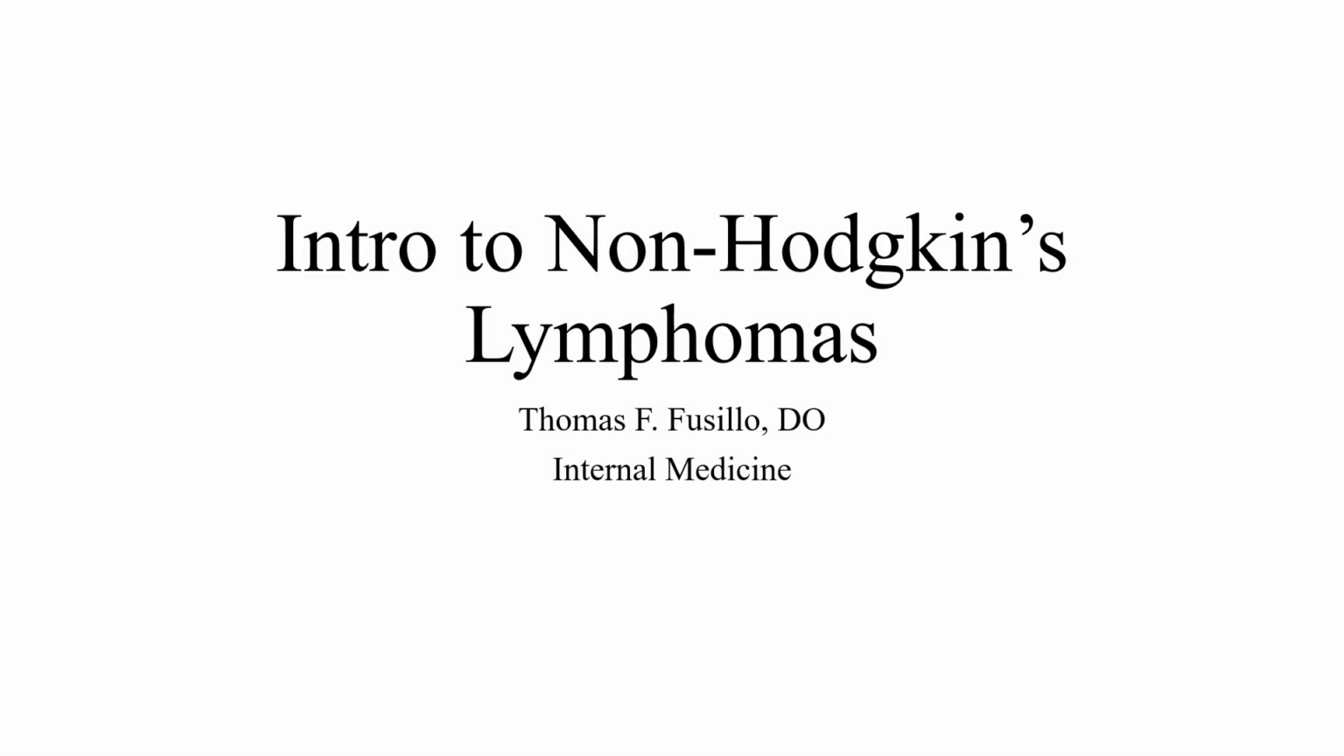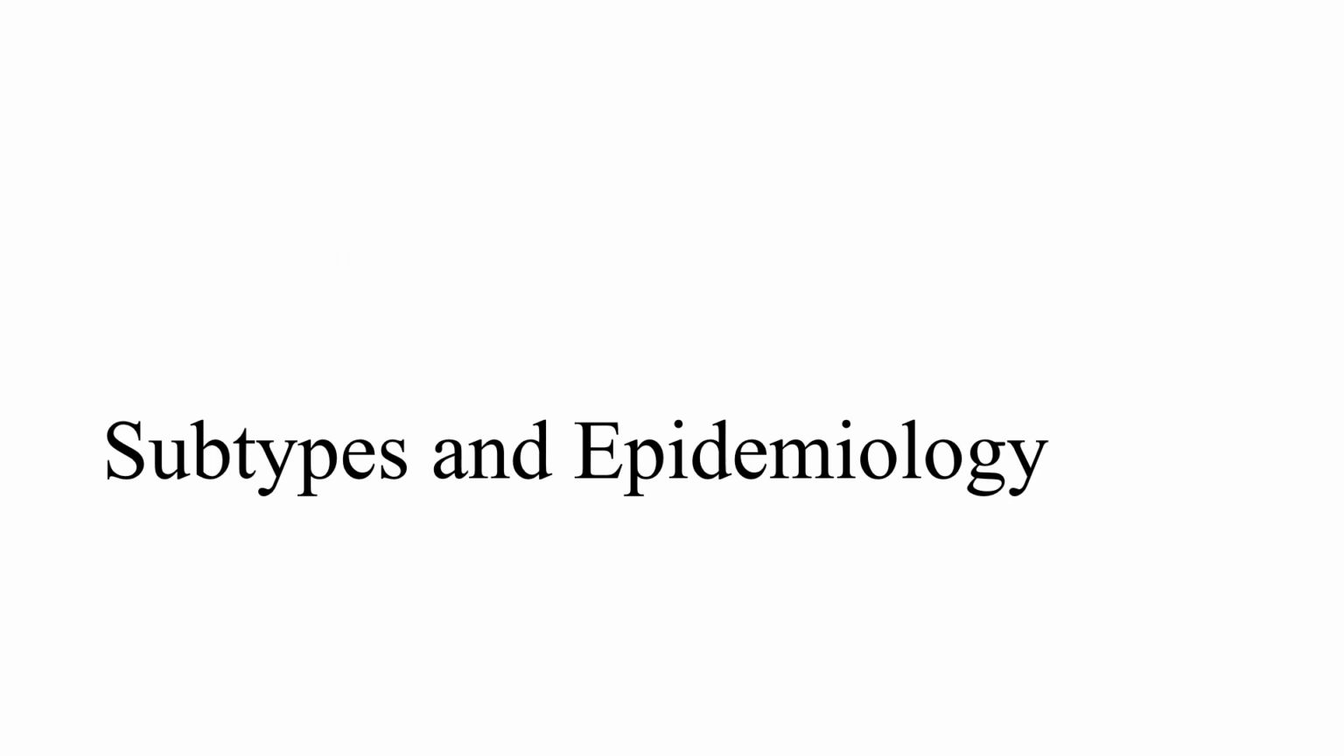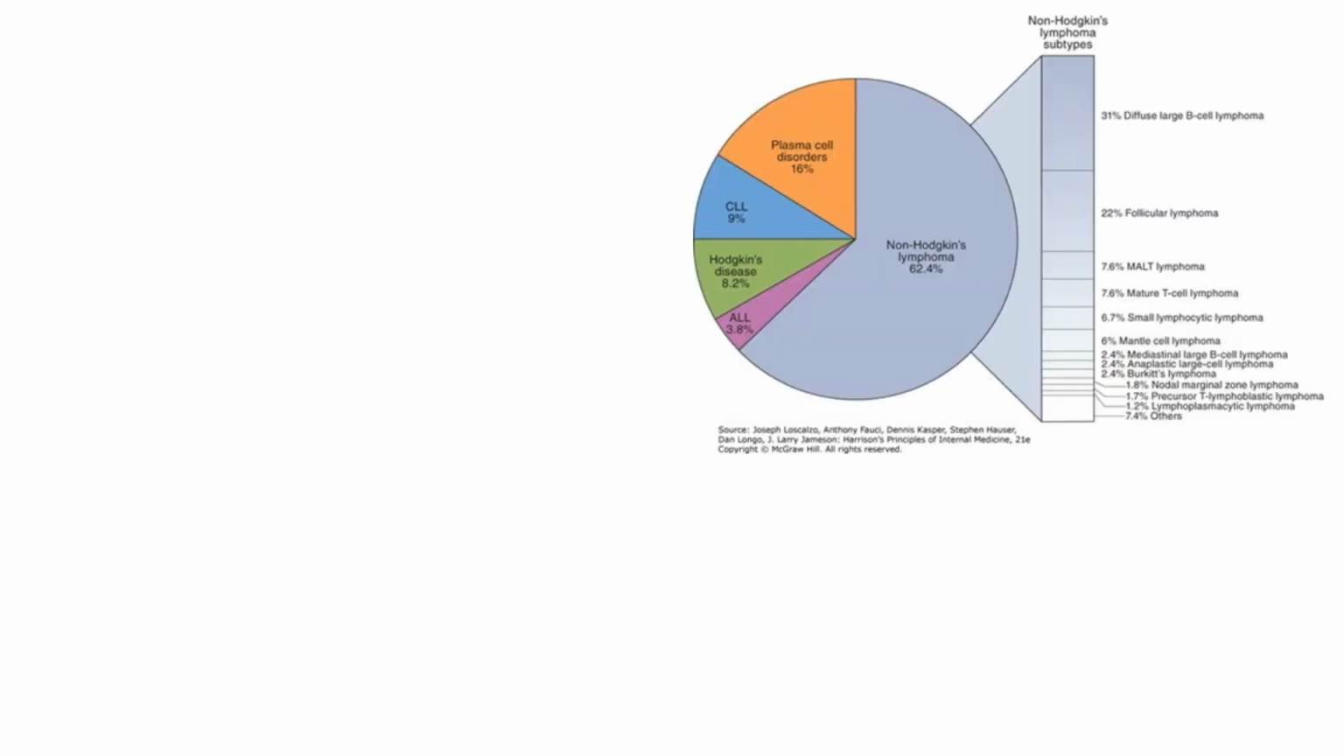All right, so let's talk a little bit about the non-Hodgkin's lymphomas. We'll start off by talking about some of the subtypes and the epidemiology of these. When it comes to the subtypes, first of all, let's look at the pie chart of all of the lymphomas that you can have. You have Hodgkin's disease, non-Hodgkin's, and some other disorders like plasma dyscrasias, ALL, CLL. The non-Hodgkin's, as you can see here, make up the vast majority of these neoplastic processes. Almost two-thirds are non-Hodgkin's. And within non-Hodgkin's, many, many different subtypes.